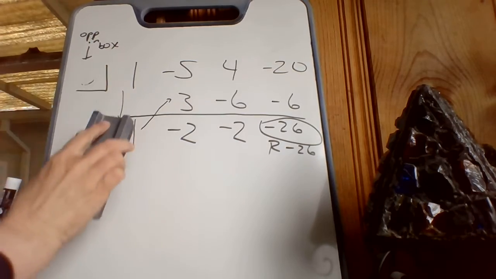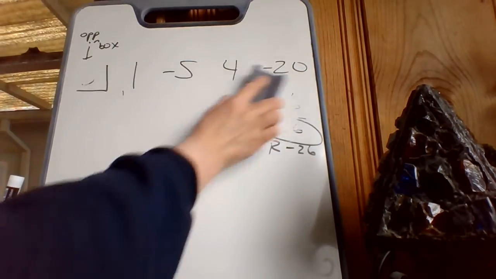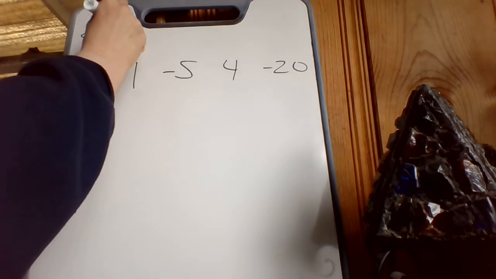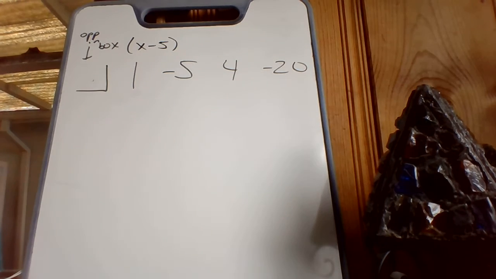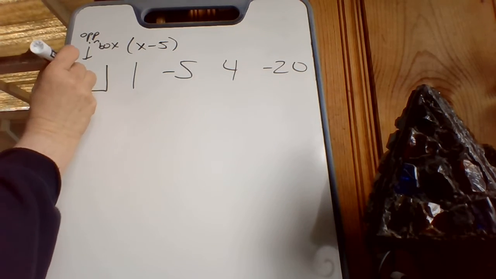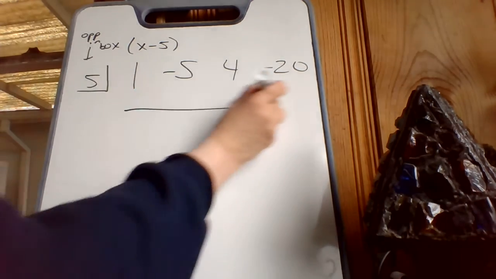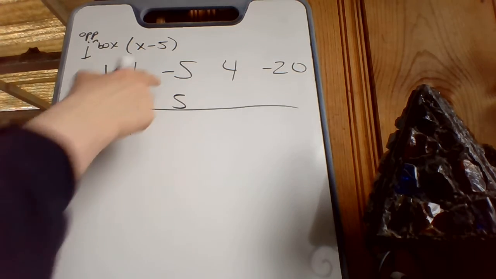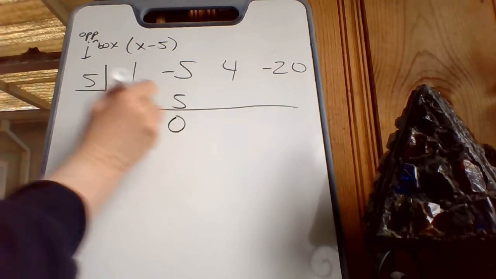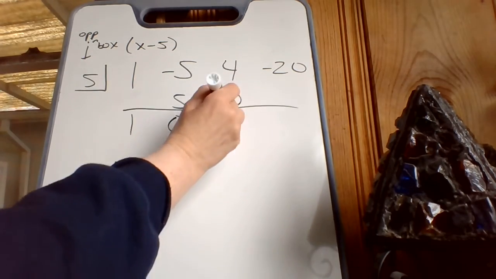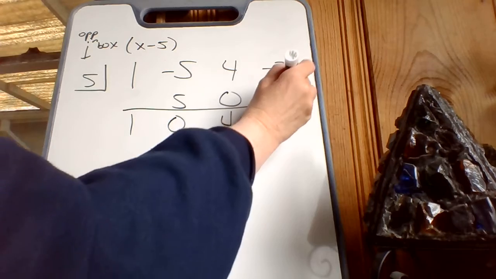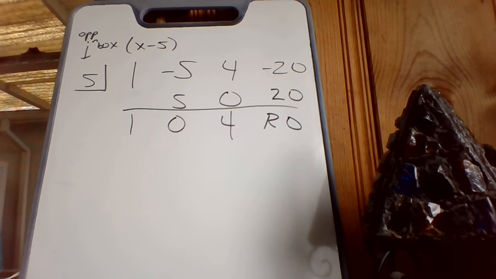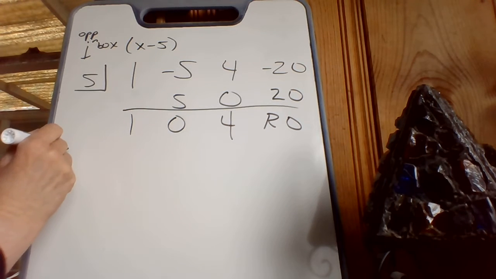What if instead I had wanted to know, does x minus 5 go into this? Okay, well, let's see. Opposite goes in the box, so I'm going to put 5 in the box. Then I'm going to bring down, multiply times the box, bring down, negative 5 plus 5, that's 0. Multiply times the box, bring down, multiply times the box, remainder 0. All right, so that works. So x minus 5 goes into this thing evenly.